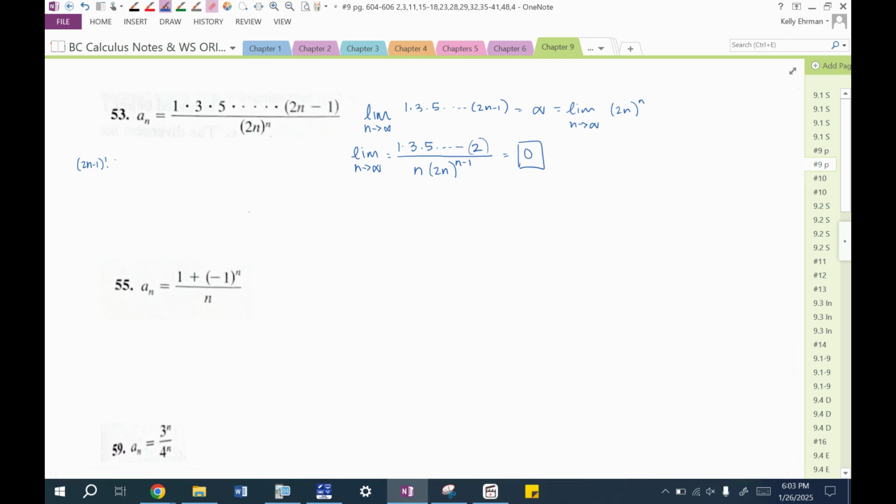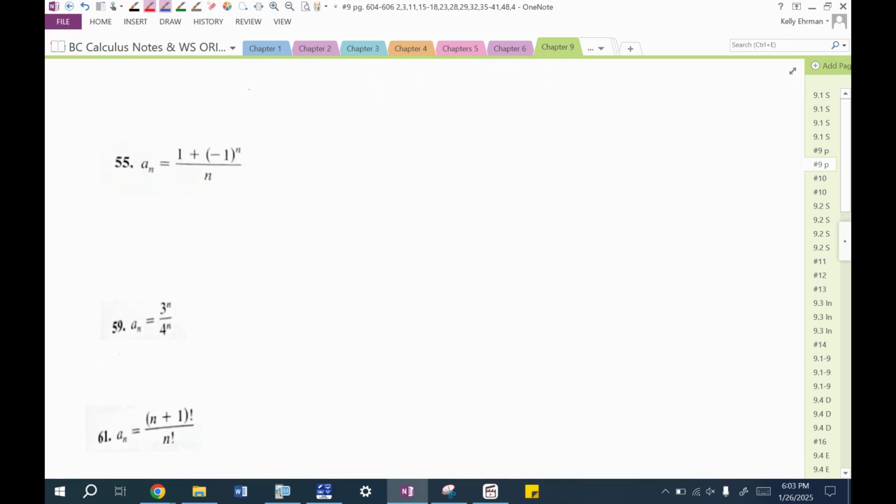Okay, let's see. What's this one? So what would this limit be? As we approach infinity, you could break this up if it's easier to look at, or you could say it's either going to be 2 over n or 0 over n. So either way, you're going to get 0 as the terms approach infinity.